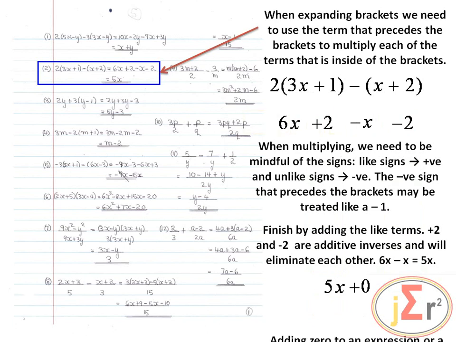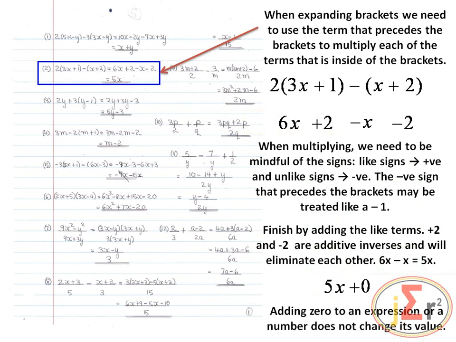And adding 0 to an expression or number does not change its value. Therefore, it is unnecessary to have this plus 0 right here. But if you have it, it is not incorrect. So we may eliminate that 0.